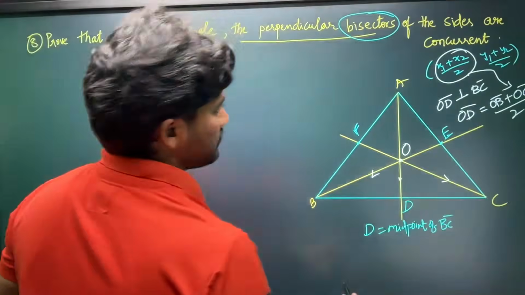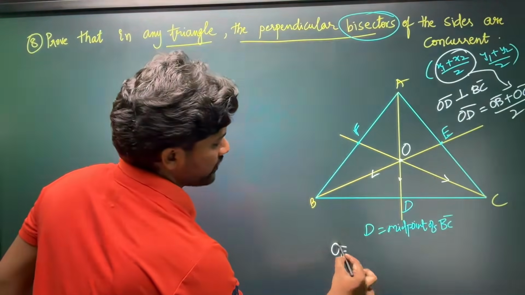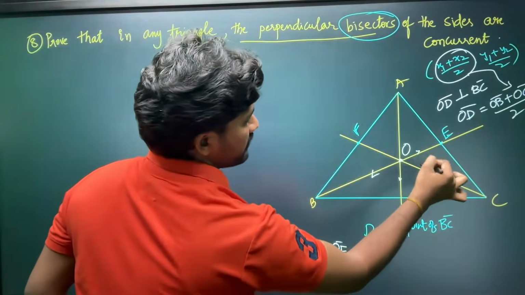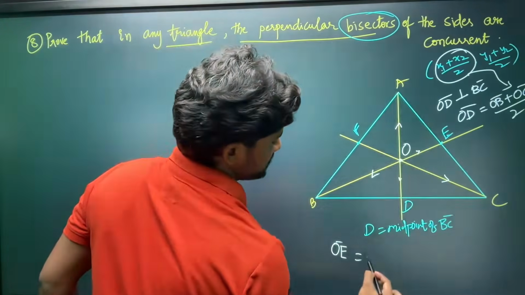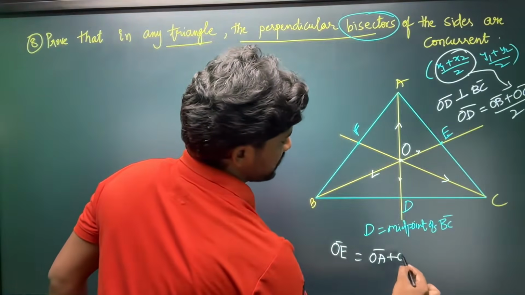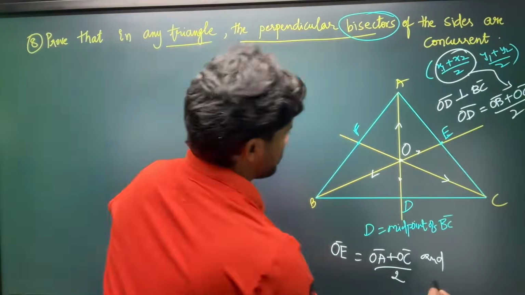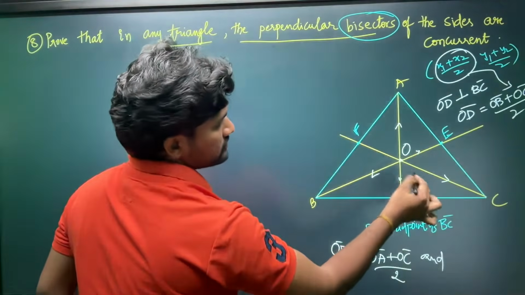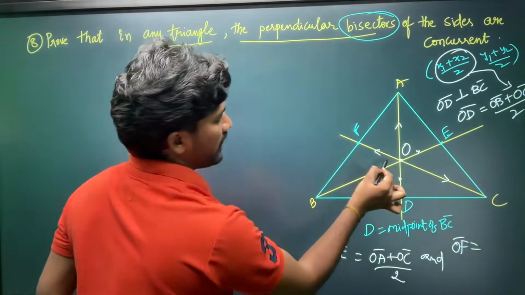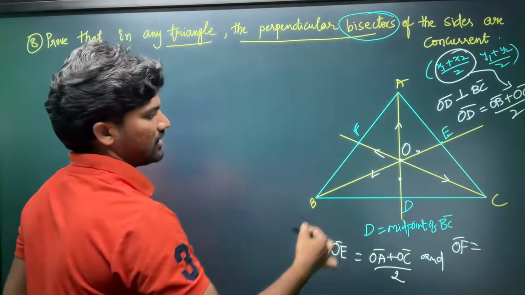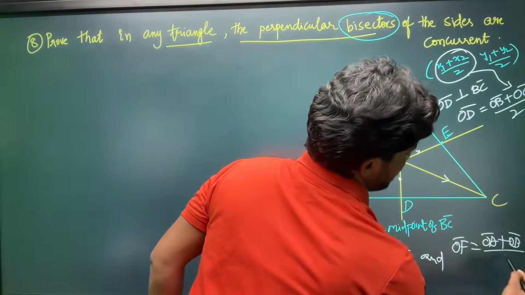Okay, so now similarly OE bar, ma, similarly tell me OE bar, from origin to E bar. OE bar is exactly the midpoint of OA bar and OC bar, OA bar plus OC bar by 2. And next, tell me one more, ma. After OE, OF bar is exactly the midpoint for the side, ma, OA bar plus OB bar by 2.